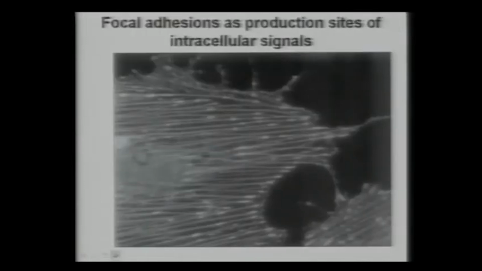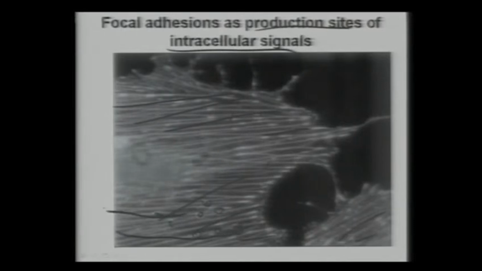Now this fluorescent image clearly shows the focal adhesions as the production sites for the intracellular signals. These focal adhesions are present at different sites in the extracellular matrix, on the collagen fibers which constitute the extracellular matrix. This appears as green, and these are the points of the focal adhesions where the signals are generated, and signals can be transferred to other target cells through the extracellular matrix collagens.